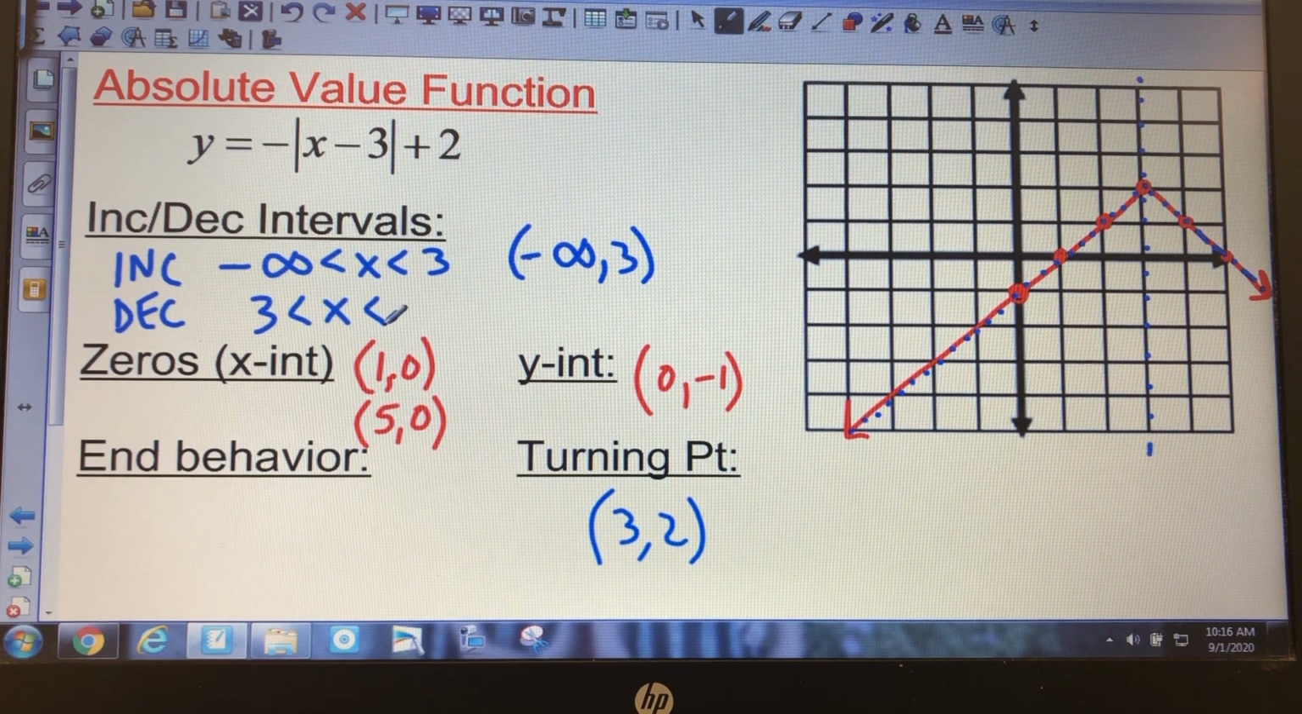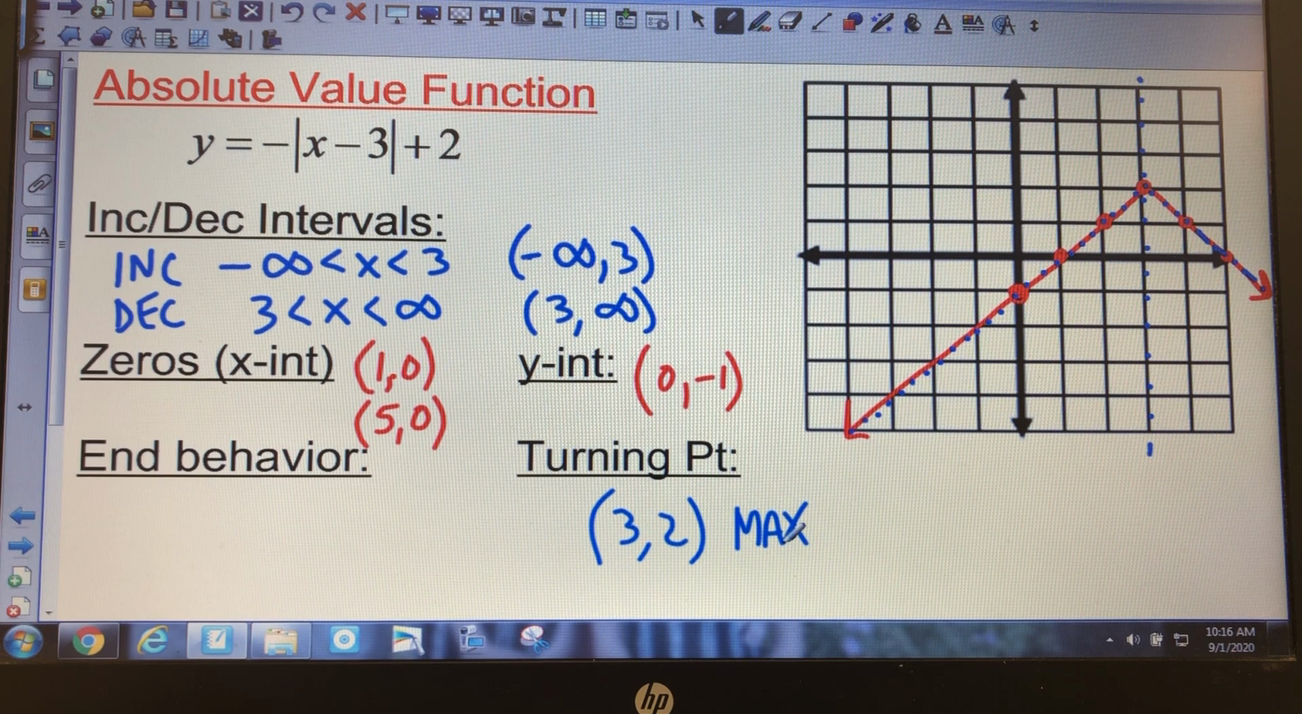And it's always the x value. Think of your domain for your increasing, decreasing intervals. Okay? Now, do you think that turning point is a max or a min? Is it at the top of the mountain or is it at the bottom? It's at the top, so it's a max value.